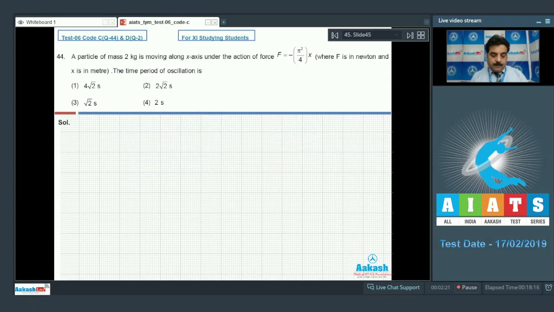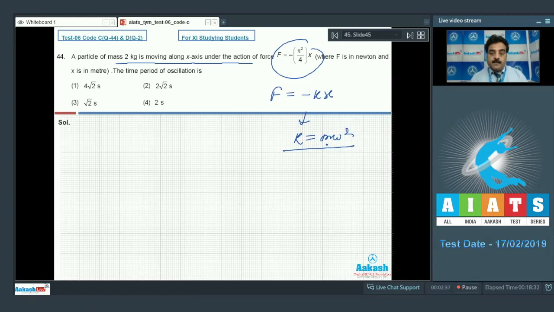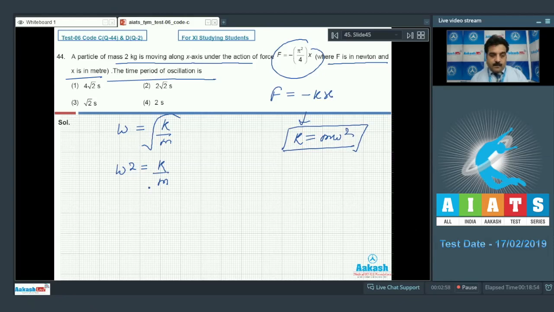Question number 44. A particle of mass 2 kg moving along the x-axis under the action of this force. I can compare this with minus kx, and we know k is equal to m omega square. Now I am going to read another part of the question. F in Newton, x in meter, time period of oscillation. By this relation, if I go for omega, I will write root of k upon m, right? Or omega square is equal to k upon m. So I need the value of k for the time period.